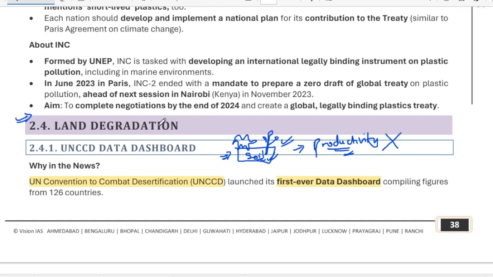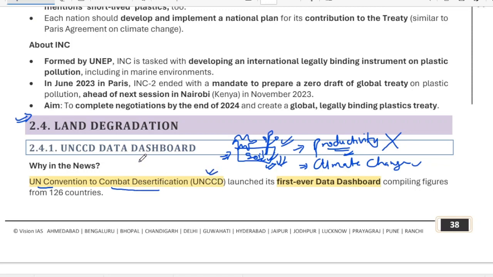This is a major problem today because of climate change also. Because of climate change and global warming, the fertility of the land is decreasing at an exponential rate, and hence it becomes a concern. The organization that deals with this is the UN Convention to Combat Desertification, UNCCD.